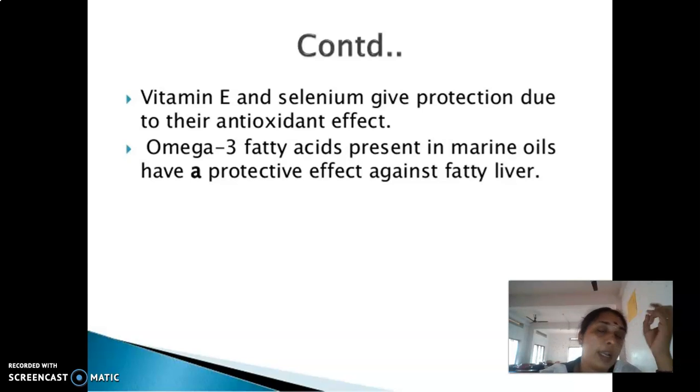What are lipoproteins? Lipoproteins are protein molecules responsible for transporting lipids. Body lipids are insoluble in aqueous medium.